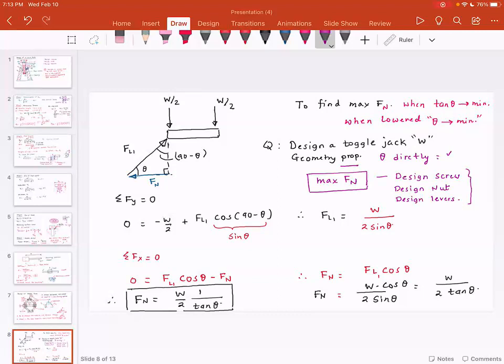If there are no questions, we'll stop here for the screw jack design, and we can start the next chapter, which is design of springs.